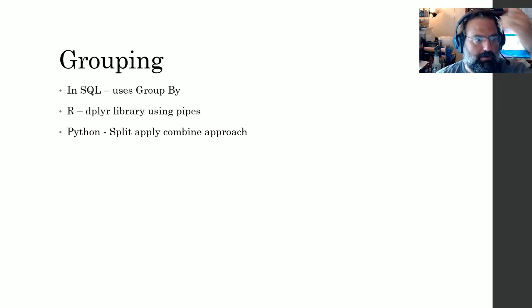So in grouping, the concept here is that you oftentimes do a group by in SQL. In R, you use dplyr with pipes. In Python, we typically use a split, apply, combine approach, although there is also the alternative of doing grouping essentially in pandas, and we'll talk about that for a moment.